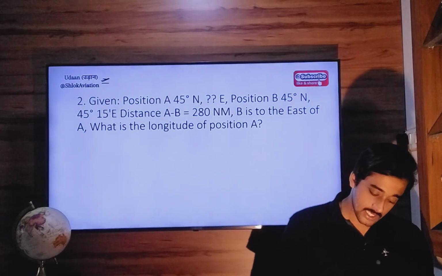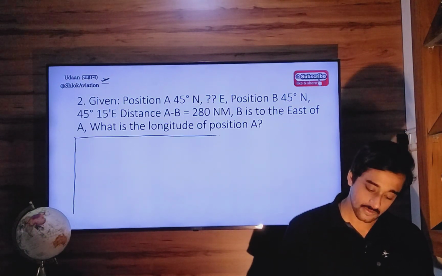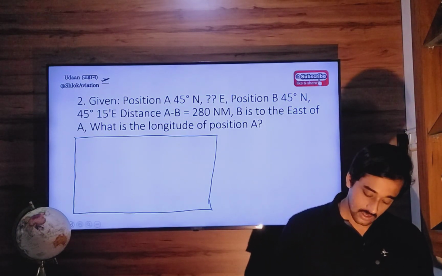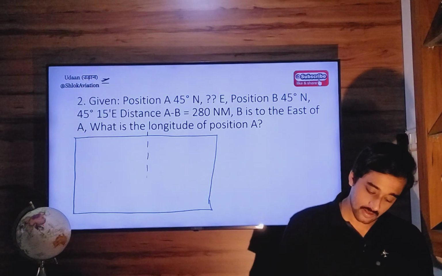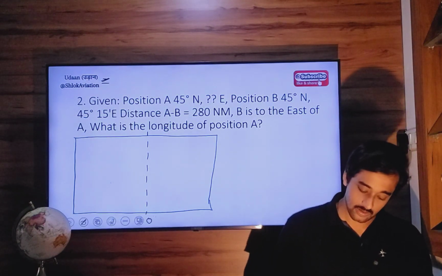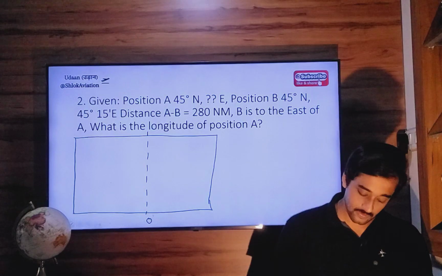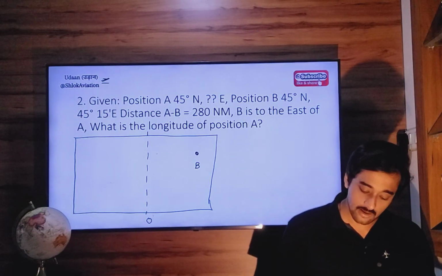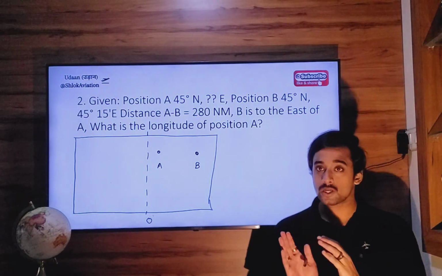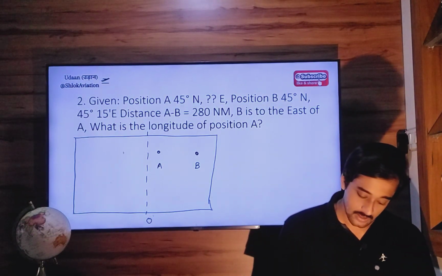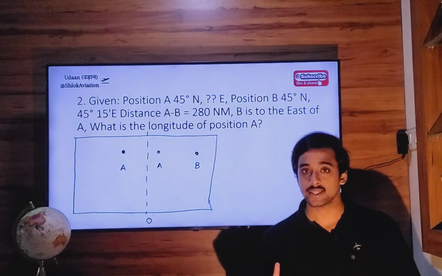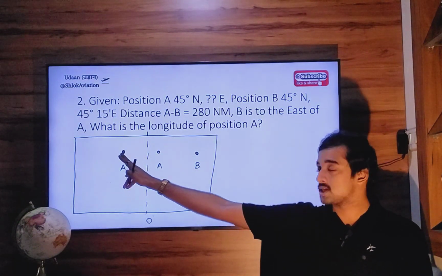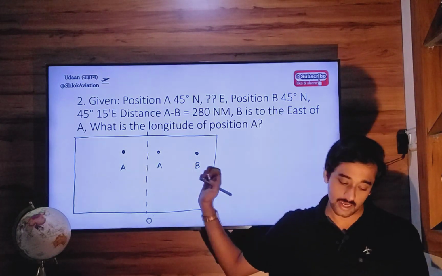So let's say this is your representation of the earth. This is your prime meridian, 0 degree. Now Bravo is to the east of A. That means Bravo is somewhere here, let's say. A will be somewhere here, or A can be totally in the western hemisphere also. We will find that out. Bravo is to the east of A, so Bravo is to the right of this particular A, Alpha.